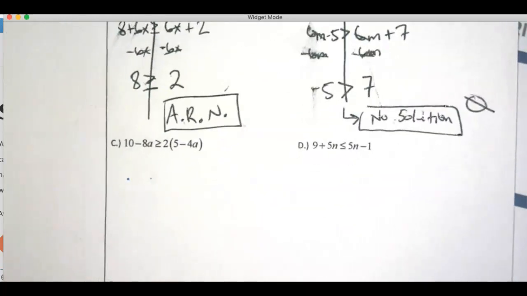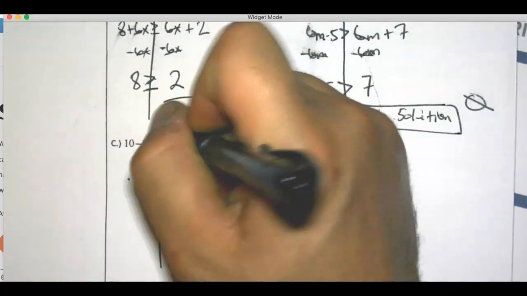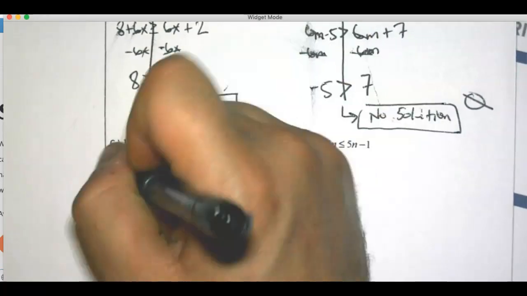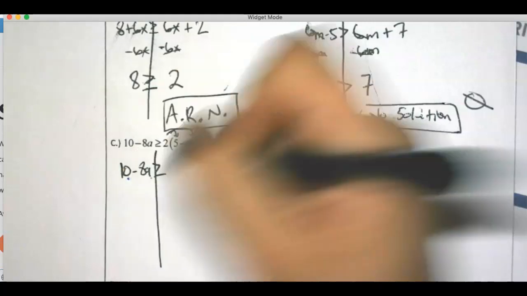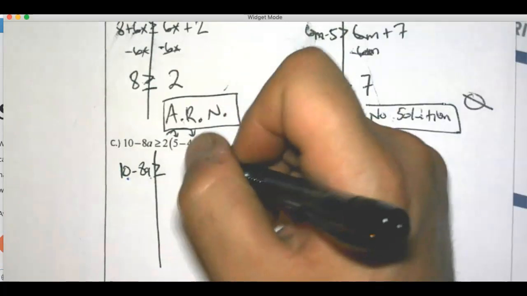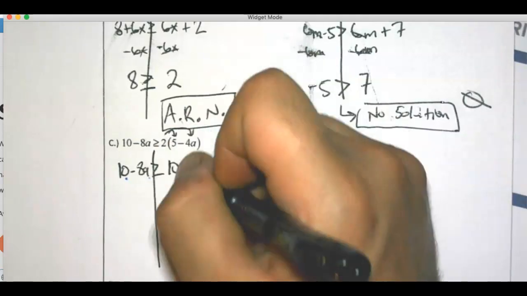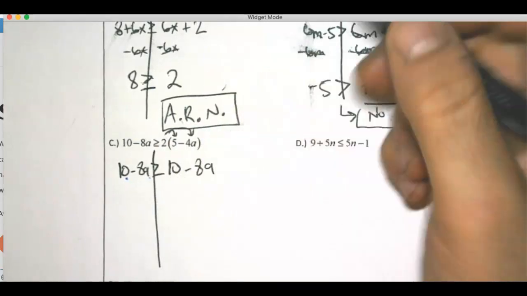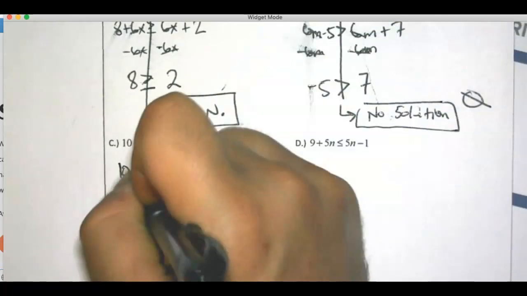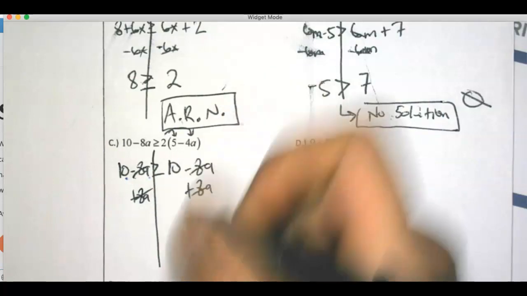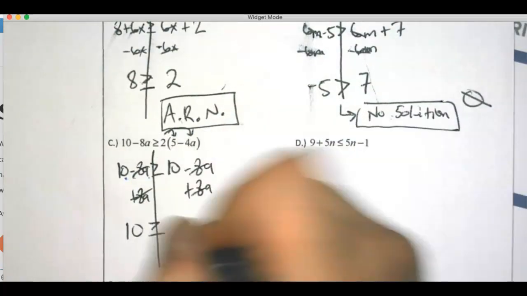L, D, C, M, A, M. L for the line. D for distribute. This one does have distributing on the right, doesn't have any on the left. So 10 minus 8a comes down. On this side, let's make sure we multiply, right? 2 times 5 is 10, and don't forget to multiply 2 times 4 also, so minus 8a. I'm going to add 8a to both sides to move my variables together. And when I do that, as with all these special case problems, the variables zero out.